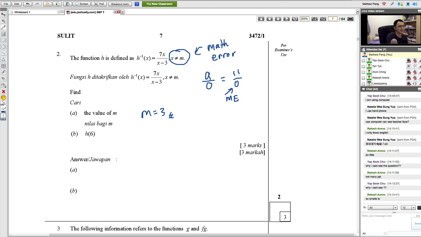So in this case, my denominator is x minus 3. I cannot let my x minus 3 equal 0.